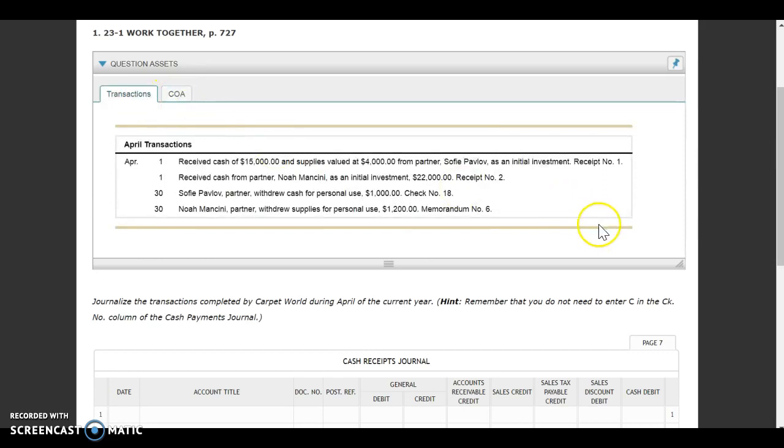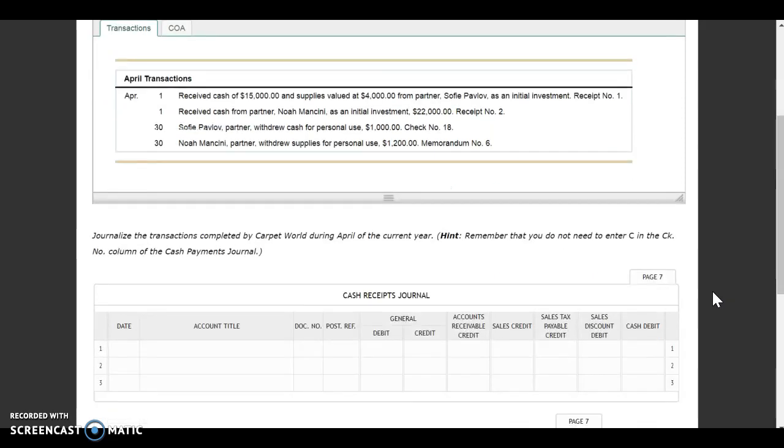So on April 1st, it says that we received cash of $15,000 and supplies valued at $4,000 from partner Sophie Pavlov as an initial investment, receipt number 1. So we know that we're dealing with a partnership, and it's telling us that our first partner, Sophie, is investing money and supplies into the company. Since we are receiving cash, we're going to go into our cash receipts journal.